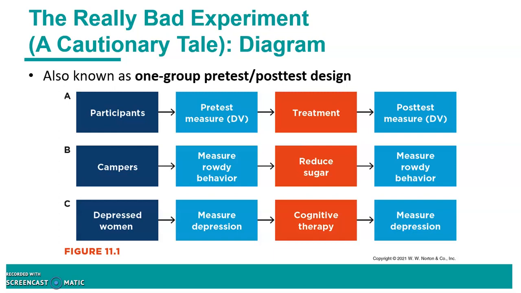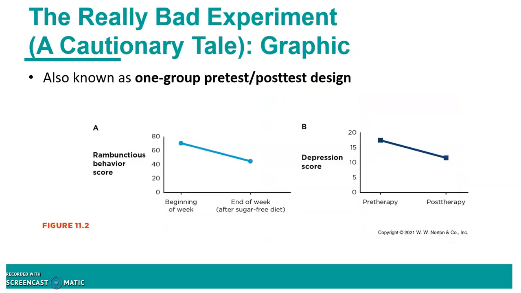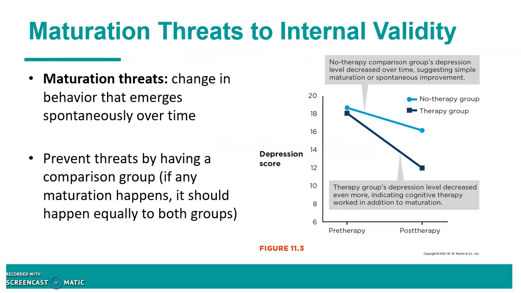Okay? Or maybe you have some depressed population, a sample of depressed women, and then you measure their depression severity, they complete some kind of cognitive therapy, and then you measure their depression afterwards. Okay? So hopefully you can see some issues with this. This is called a one-group pre-test, post-test design, and maybe you see some difference between pre- and post-test, but the issue is you can't say whether that difference is due to your intervention or due to some other factor, and we'll talk about what those factors could be. So we're going to talk about different threats to the internal validity of these studies.